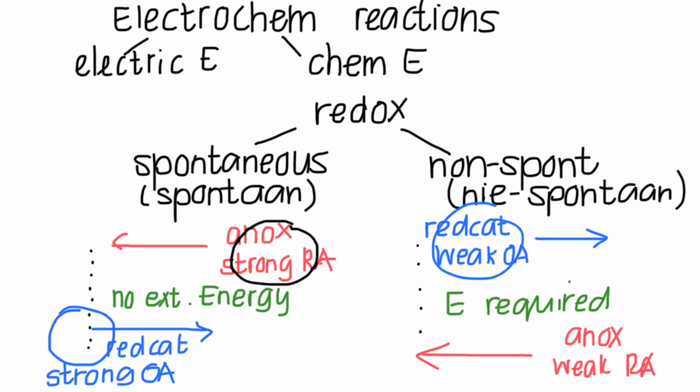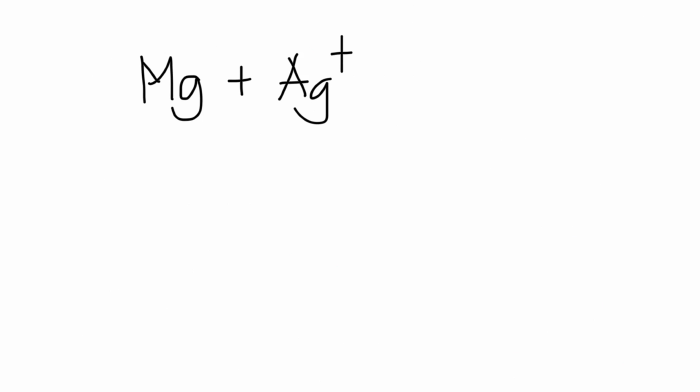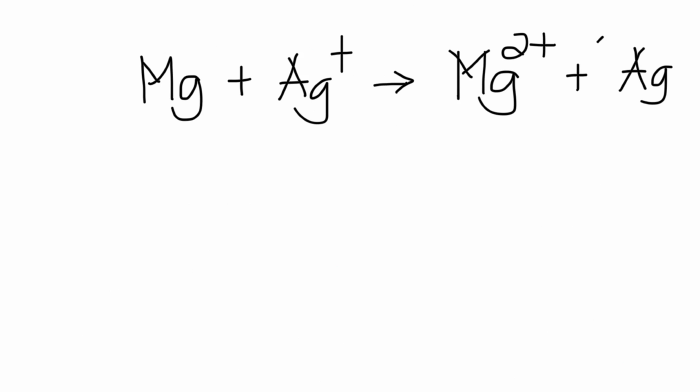So if I go back and I look at my redox table and I look at two substances and I want to decide whether or not those two substances are going to react spontaneously or not, I can do the following. Say I tell you that I had magnesium that reacted with silver plus to produce magnesium 2 plus and silver, and to balance it I needed a 2 there and I needed a 2 there. I want to know if that is spontaneous or not.